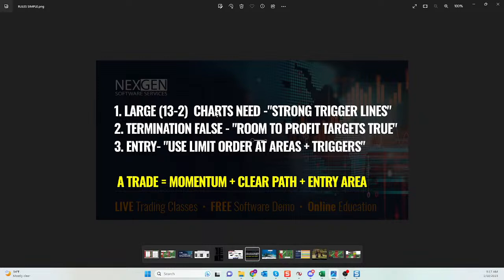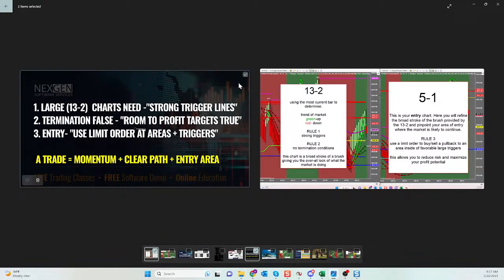The high probability trend trade is 3 rules providing 3 advantages. And I want you to think of it in terms of if a rule provides an advantage, then breaking that rule gives away that advantage, right? You forfeit the advantage of momentum if you don't have strong triggers, and you forfeit a clear path if you're trading in termination conditions, and you forfeit that area where the market is likely to continue if you're not using those entry rules. So guys, 3 rules, and remember, simplicity, 2 charts.